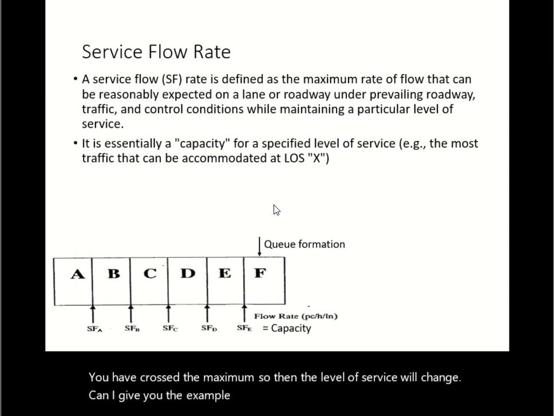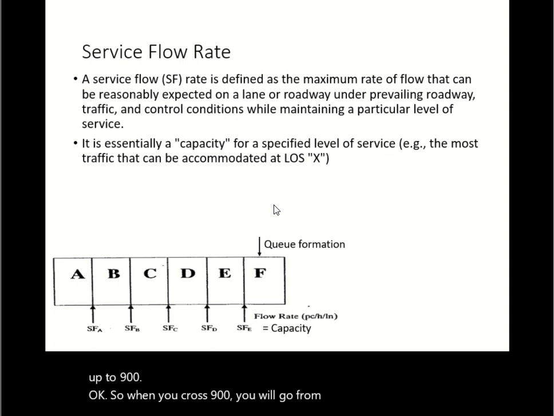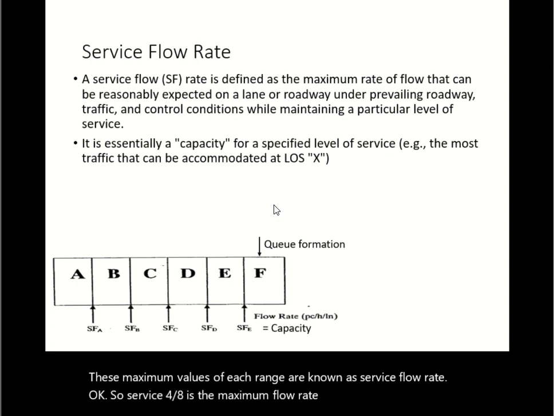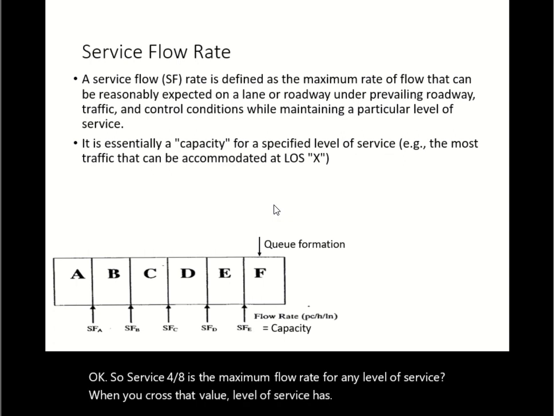If the range is from 0 to 400, when you cross 400, you are going from A to B. Now let's say B has a range up to 900. So when you cross 900, you will go from B to C, and so on. These maximum values of each range are known as service flow rate. So service flow rate is the maximum flow rate for any level of service. When you cross that value, level of service has changed.